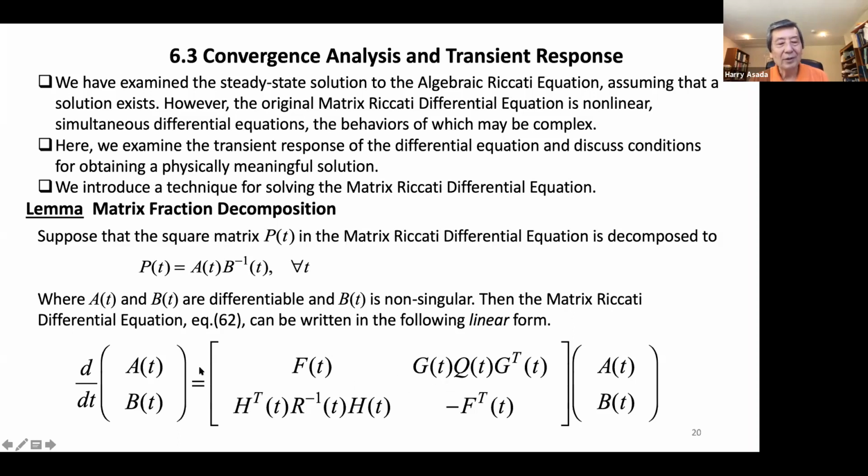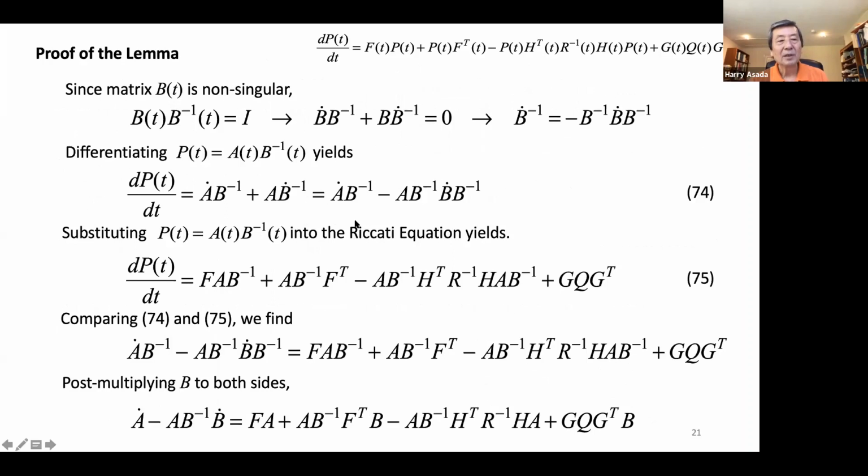So, that original Riccati differential equation can be reduced to this linear form. How does it work? This is actually a lemma. We start with the matrix B, which is assumed to be non-singular, right? So B transpose, B inverse is I. Let's differentiate both sides. First, this is the product of these two terms.